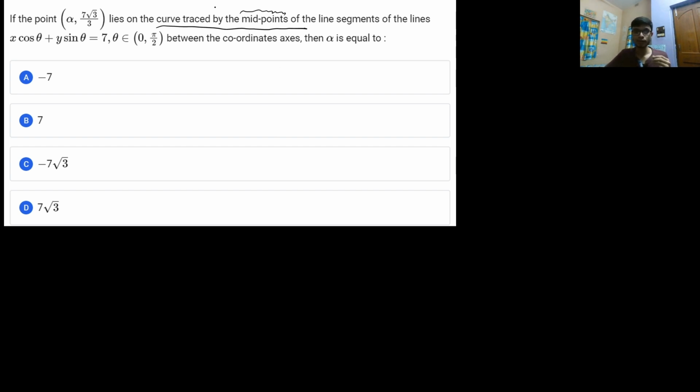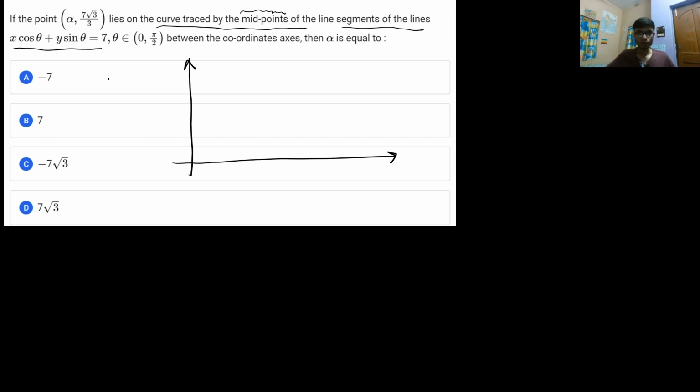Okay, so this is a curve traced by the midpoint of the line segment, and this is a line segment. Now this is a variable line. For different values of theta, the line will go on changing. Now let me give you a definite feel of how this is a locus. So what is a locus? Locus is a path traced by a variable point under a given set of geometric conditions, or maybe a condition.